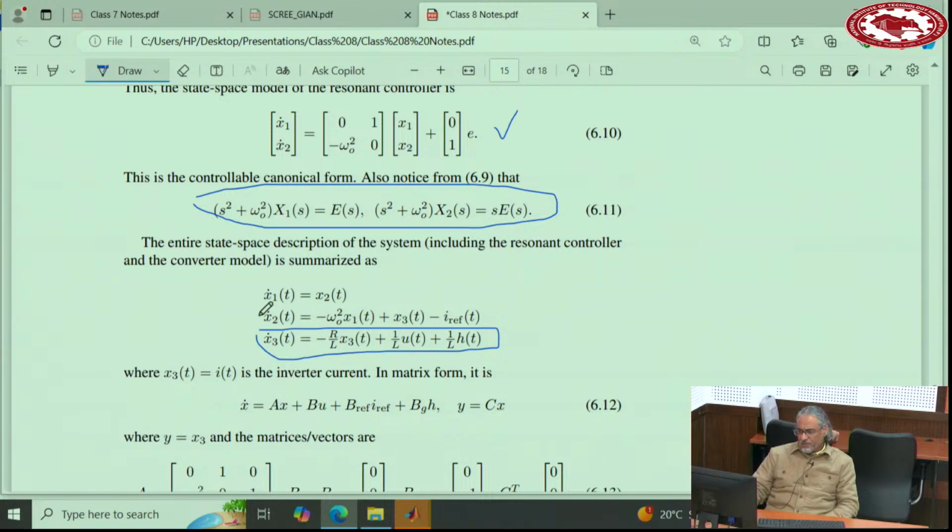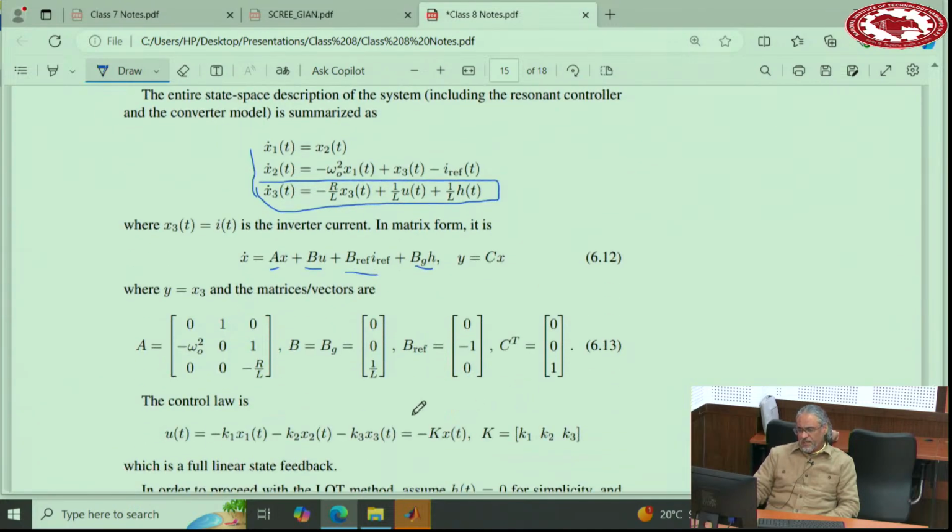Now, we combine these equations all together. So these are the equations of the controller and plant together. So we'll be in state space form, x dot equals Ax plus Bu plus Bref iref plus Bg h. Names, I use G for grid, H is for harmonics, and then y is Cx. A is this one, B is this one, B ref is this one, so a standard format. And the controller is negative K1 x1, negative K2 x2, negative K3 x3, so negative Kx. Okay. Controller has no problem, it's full state feedback.